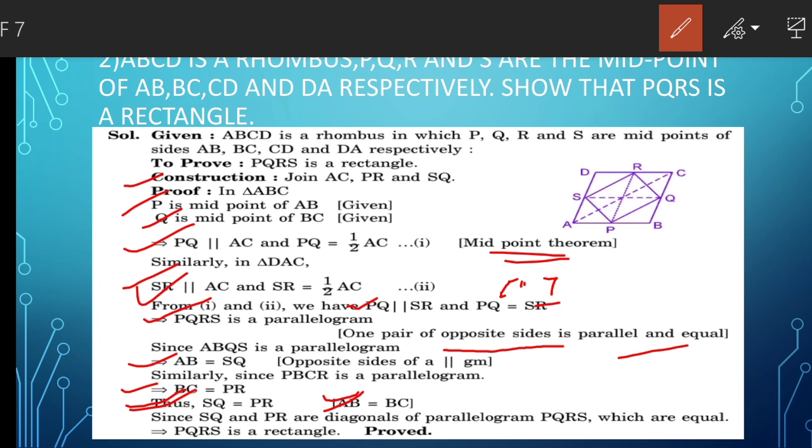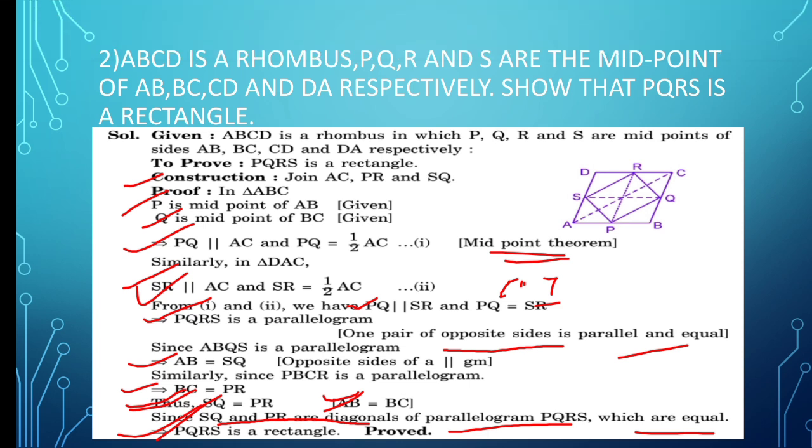So since PQ and SR are the diagonals of the parallelogram PQRS, which are equal, we can conclude PQRS is a rectangle. So it is proved that it is a rectangle. From the rhombus ABCD, the midpoints that we get make a quadrilateral which is a rectangle. So we have proved it.